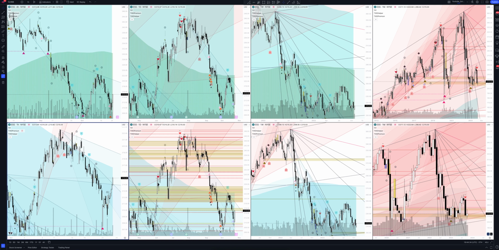Today we will take a look at Essex Property REIT stock. Let's analyze the market situation and find out how you can make money on it. Let's start.